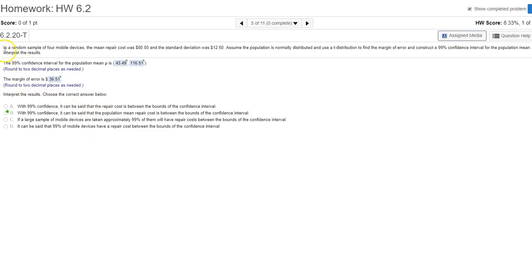In problem number 5, they say in a random sample of 4 mobile devices, so my sample size is 4, for a mean repair cost of 80. I'm going to underline what I know. Sample size of 4, the mean is 80, and standard deviation is 12.50. Remember, they're talking about the standard deviation of the sample, not the population. And they're asking us to find the confidence interval with a confidence level of 99%.